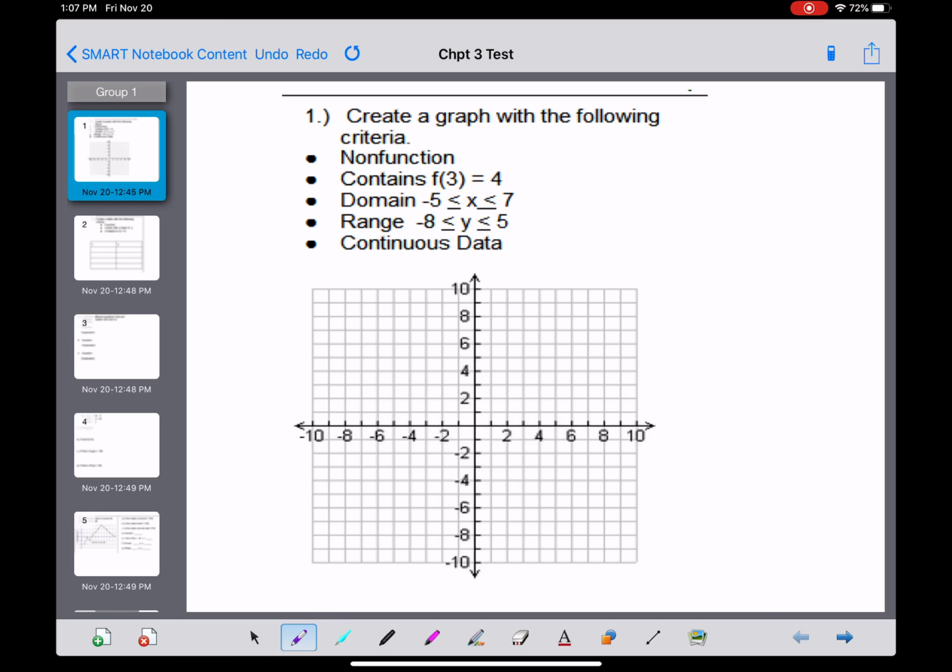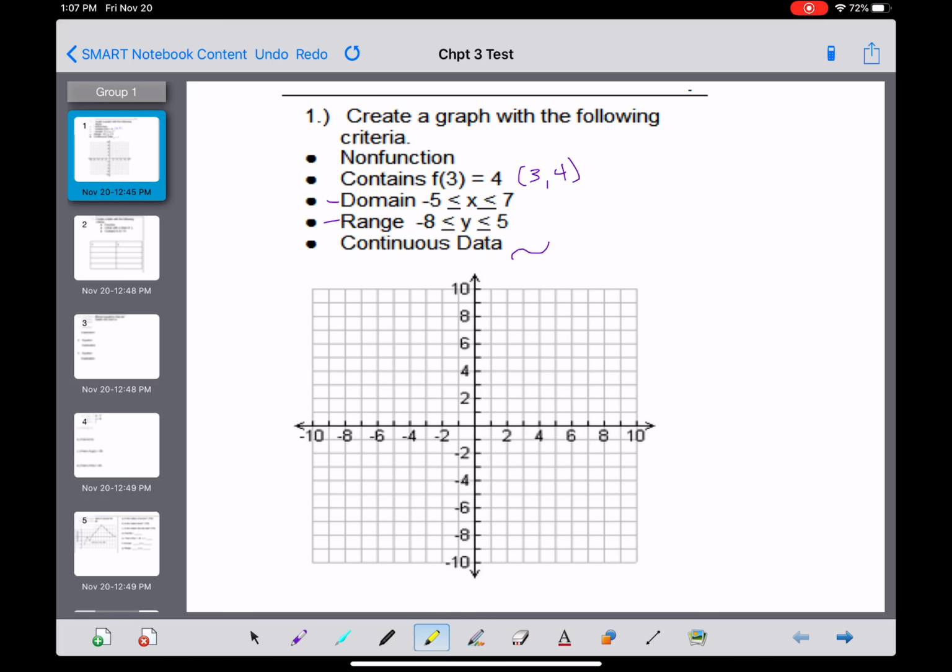Question number 1 is a graph that needs to meet the following criteria. A non-function, so it needs to fail the vertical line test, contains the coordinate (3, 4), has both domain and range restrictions, and it needs to be continuous data, which means that it connects from side to side. It's not individual coordinates. I think the easiest place to start is boxing in our domain and range.